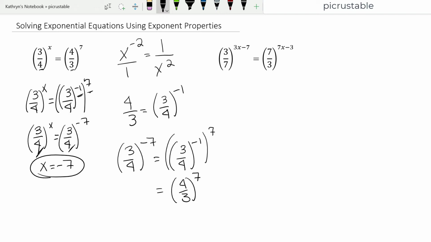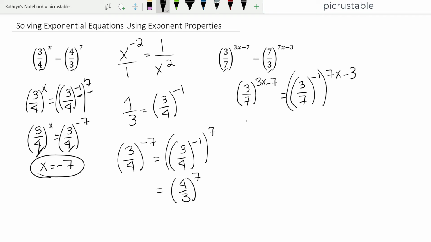Let's look at the next one. I have 3/7 to the 3x minus 7 equals 7/3 to the 7x minus 3. Well, we're going to do the same thing because I notice that I have 3/7 here and 7/3 here. They're reciprocals of each other. I'm going to leave the first one alone, equals. Now, instead of writing 7/3, I'm going to write 3/7 to the -1. That's my reciprocal, and it's still to the 7x minus 3.